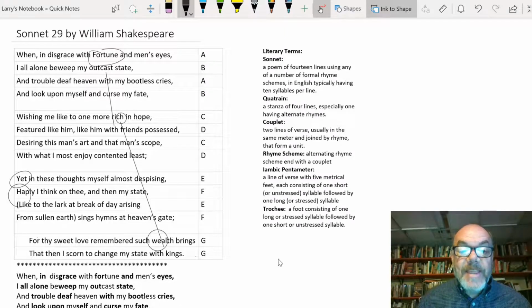But when they think about the person they love, they're wealthy. They would not trade all the wealth that person brings to their lives. They would not change their state with the king. And there we have the word state used for the third time. My state was once outcast. My state was then changed. My state is at the end of this poem better than kings, because I have this person in my life.